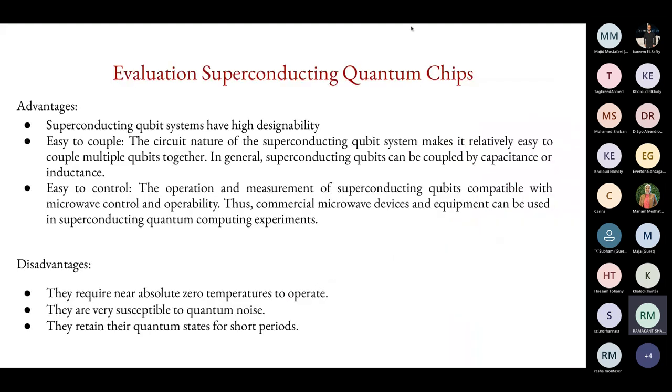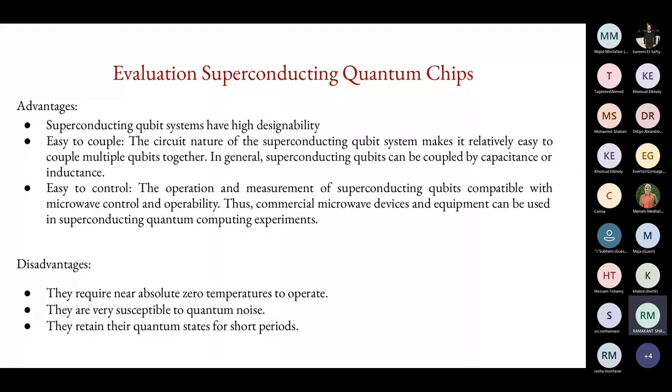Let's get to the end of the presentation and do an evaluation of the technology that we have been using so far, which is the technology of superconducting quantum chips. As I said, many companies, be it startups or big companies, are really investing and betting on this technology to bring us the universal quantum computer. But does this mean that this technology is actually perfect? No, it is not.